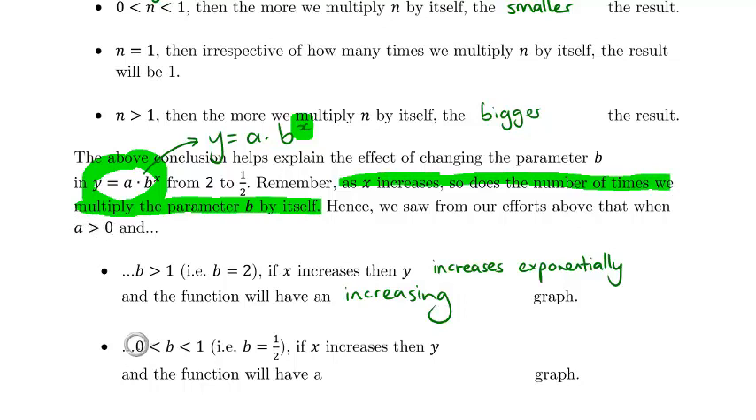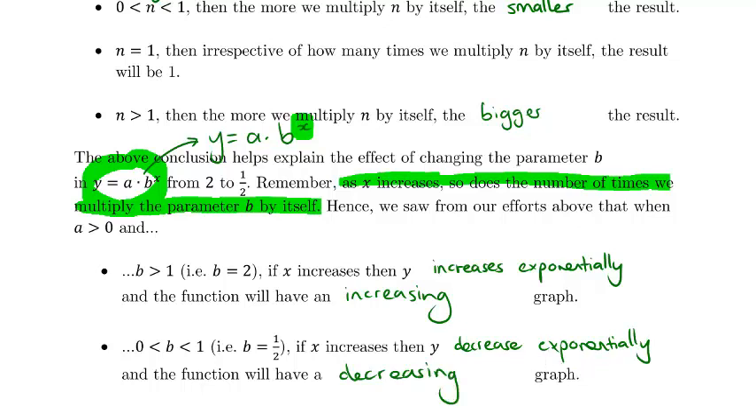But how about over here? How about if 0 is less than b is less than 1? So b is positive but less than 1, for example, when b was equal to a half. Well, if x increases, then the number of times we are multiplying the base by itself increases, and the result will get smaller. y will decrease exponentially, and the function will have a decreasing graph as a result.